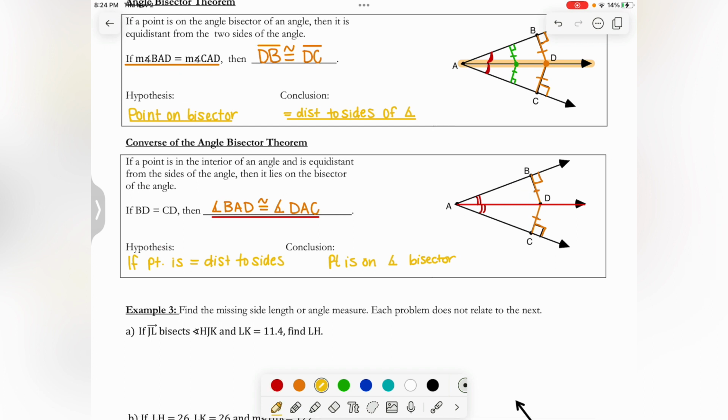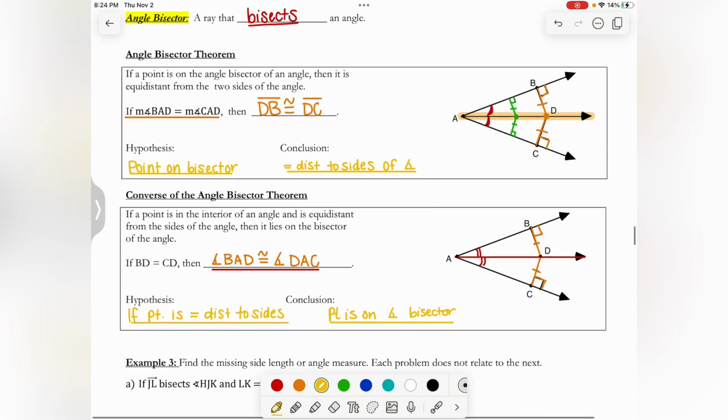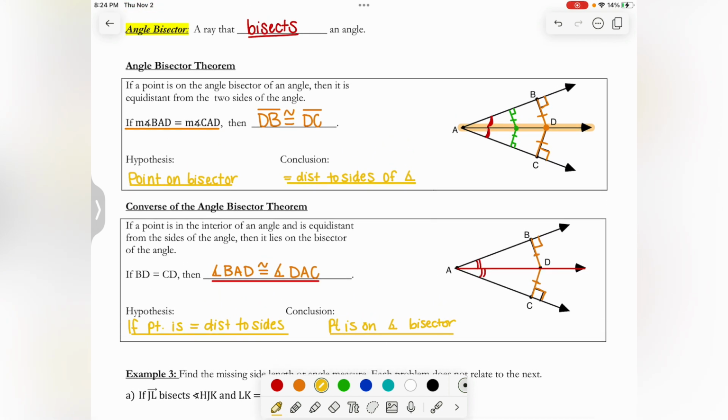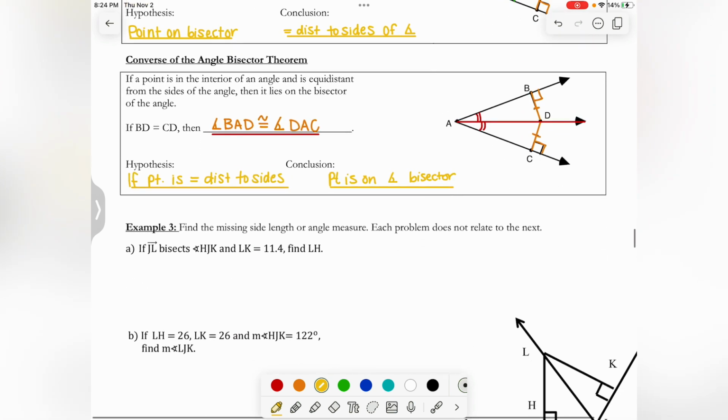Okay, so this time the hypothesis is the opposite. If a point is equidistant to the sides of the angles, then that point is on the angle bisector. If you want to pause the video and write down these notes, feel free to do so right now. And if you paused, we can now move on.